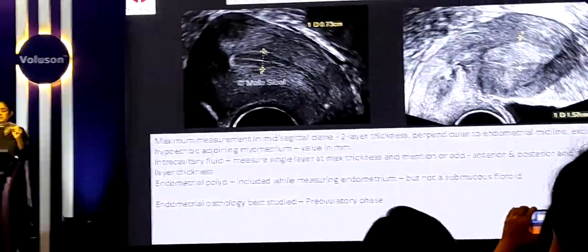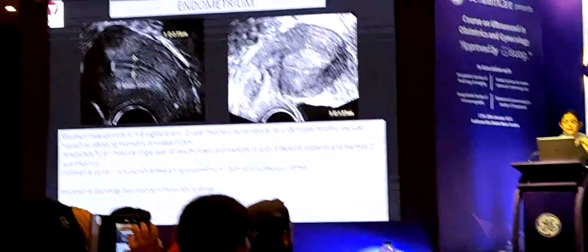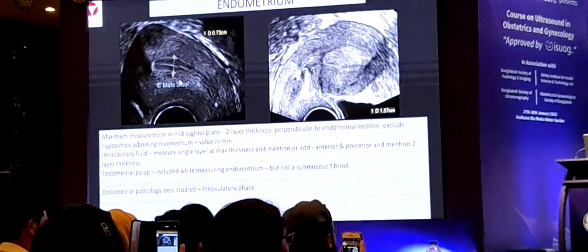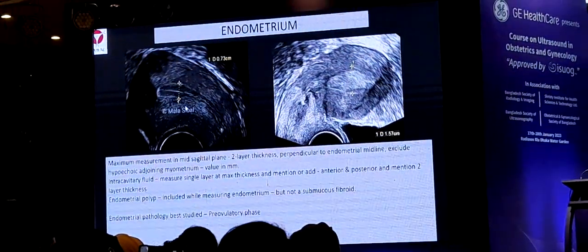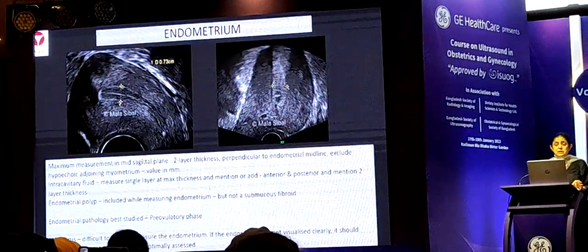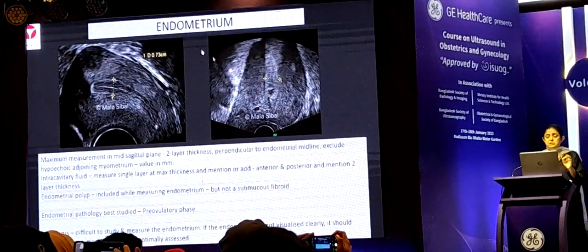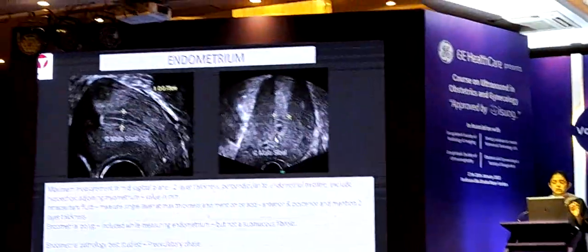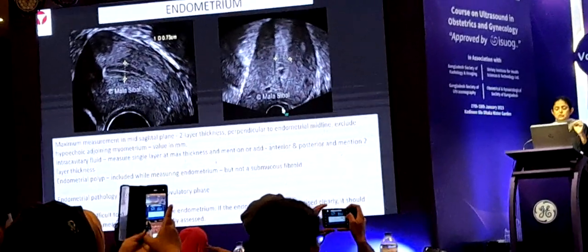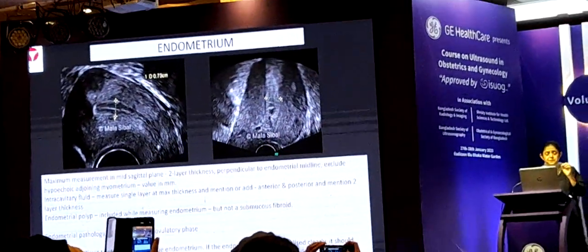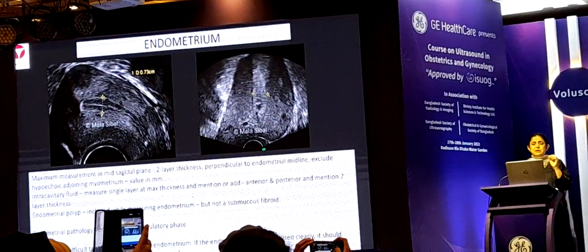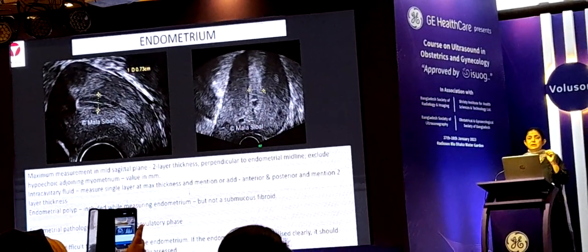Endometrial pathology is best studied in the pre-ovulatory phase where you can see the 3-line endometrium. So any smallest change in this appearance will immediately draw your attention. A mid-position uterus is difficult to study and also to measure at times. When you see an endometrium like this, you really don't know what is happening over here. And if the endometrium is not clearly visualized or you cannot measure it, it should be reported as non-measurable or suboptimally assessed.